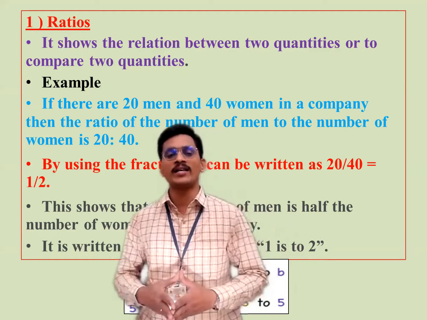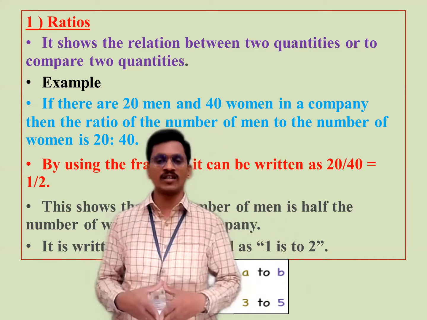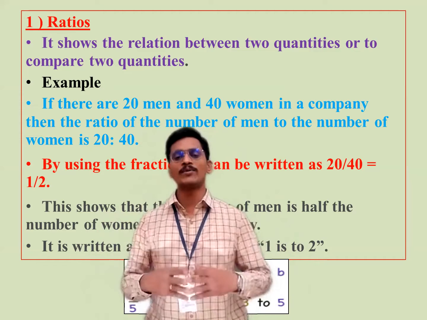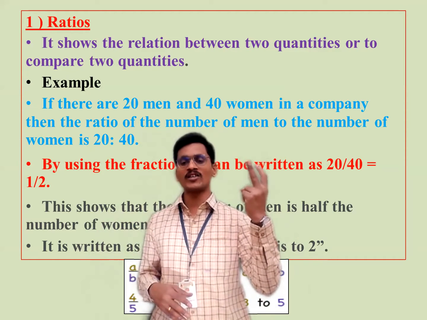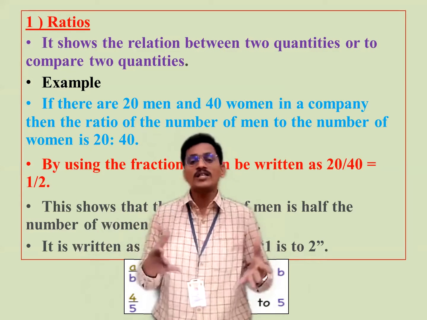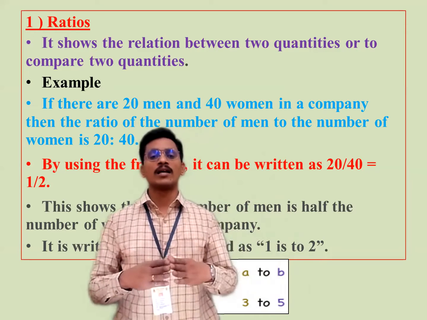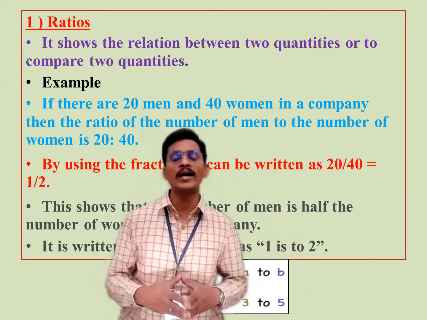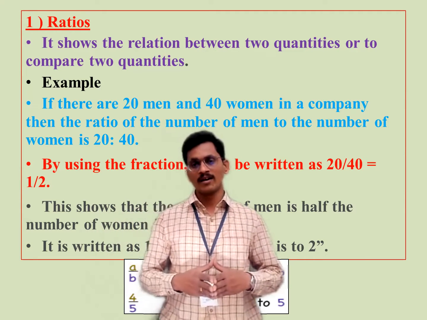But what type of comparison is it? The comparison by using division. As we already know, there are two types of comparisons. One is using subtraction and another is using division. So what is the definition of ratio? It is the comparison of two quantities using division.